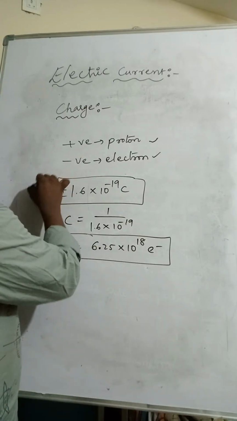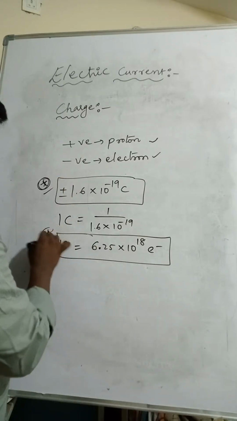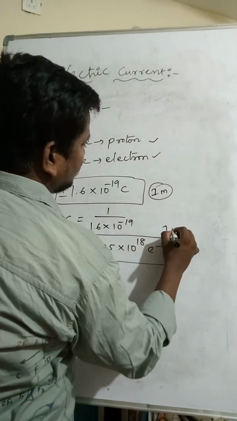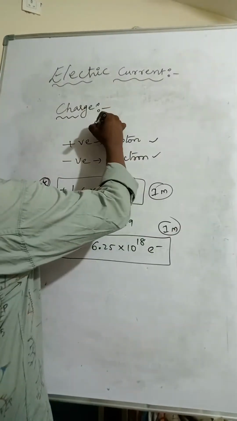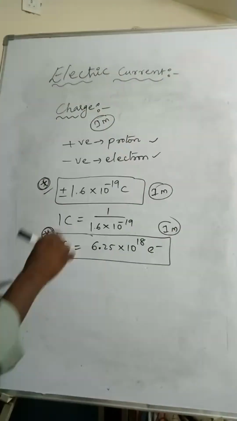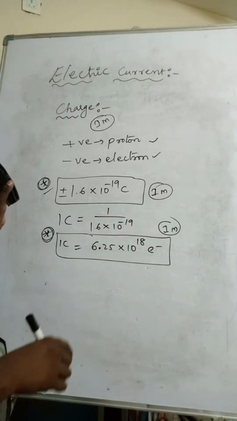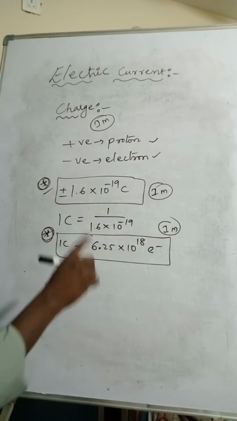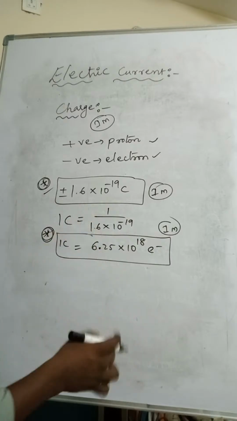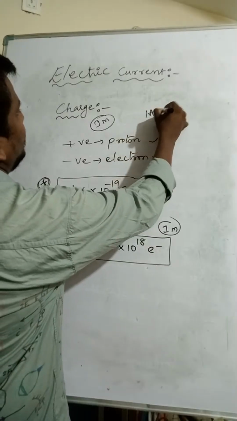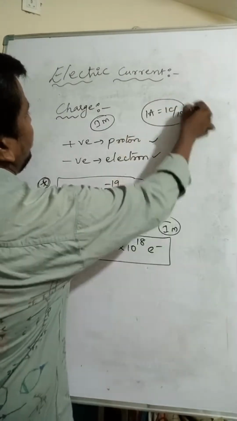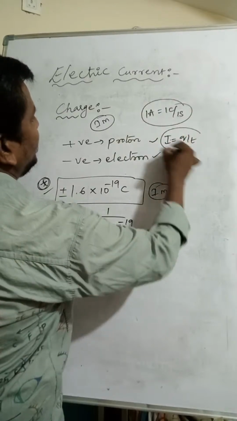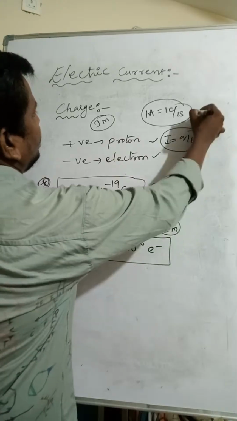These are very, very important. A 1 mark question will come on charge, and previously I explained electric current, which they will also ask for 1 mark. The electric current definition and the definition of 1 ampere, 1 coulomb per 1 second, and I equal to q by t. This is also 1 mark.